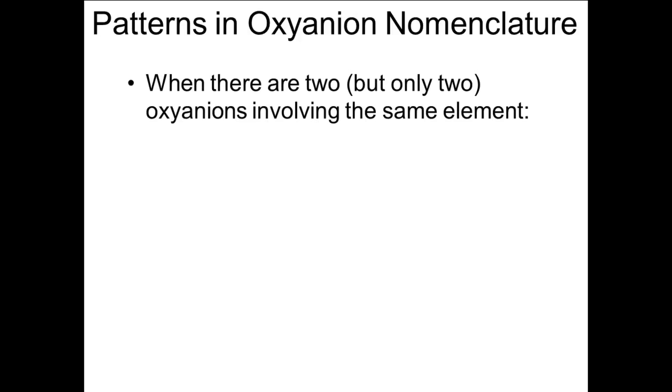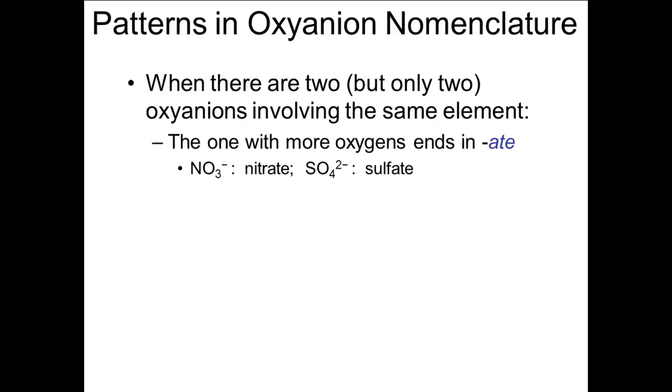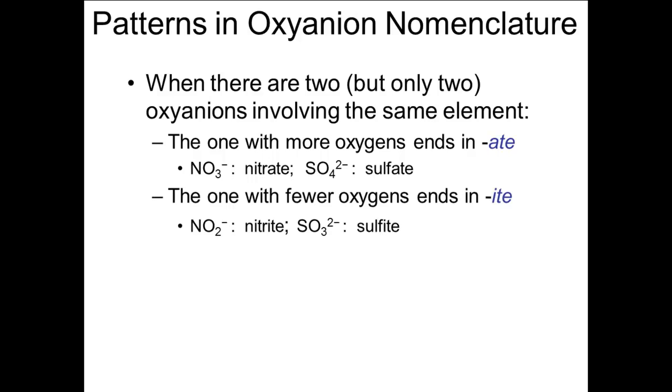While some elements have only one oxyanion, like carbonate, others have more than one. When there are 2 oxyanions, the one with more oxygen atoms has the ATE ending, and the one with fewer oxygen atoms has the ending ITE.